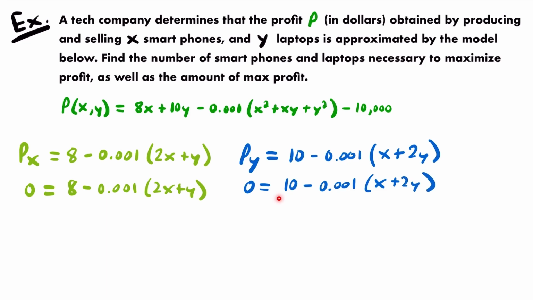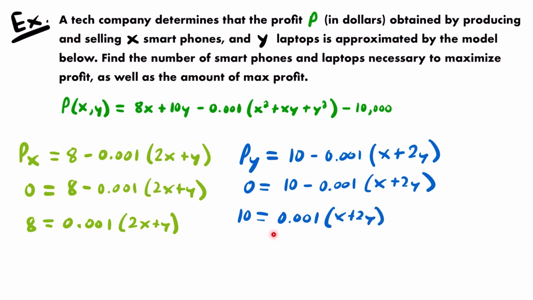Okay, and so now to simplify these equations a little bit, I'm going to subtract 8 from both sides of the equation, but notice that you would have negative 8, and then this term would be negative, so you could cancel out those negative signs, and just have 8 is equal to 0.001 times 2x plus y. In the same way, we could subtract 10 from both sides of this equation, so you'd have negative 10 is equal to this negative value, so you could cancel out those negative signs and get 10 is equal to 0.001 times x plus 2y.